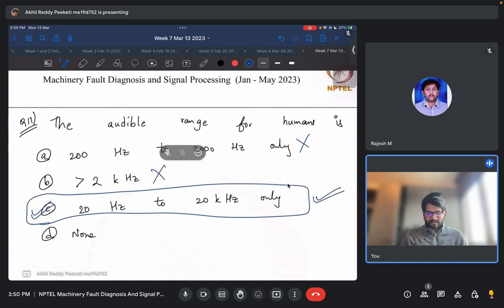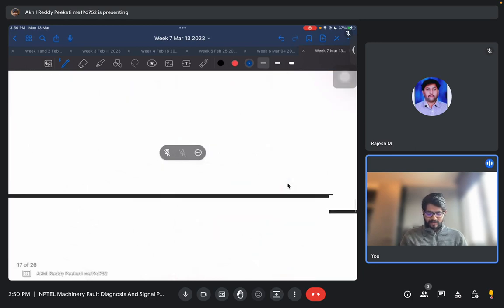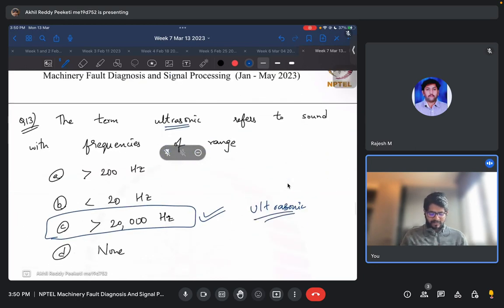Next we looked at the audible range for humans, what are the frequencies that are audible, which is 20 Hz to 20 kilohertz, and the frequencies below this audible range are called infrasonic, and above 20 kilohertz are called ultrasonic.